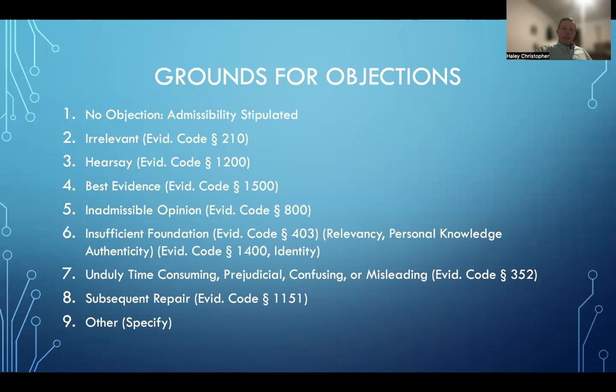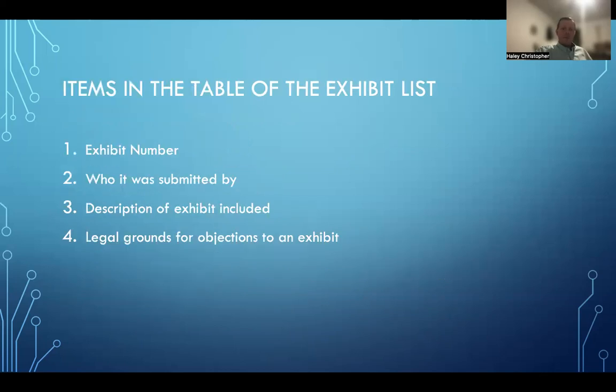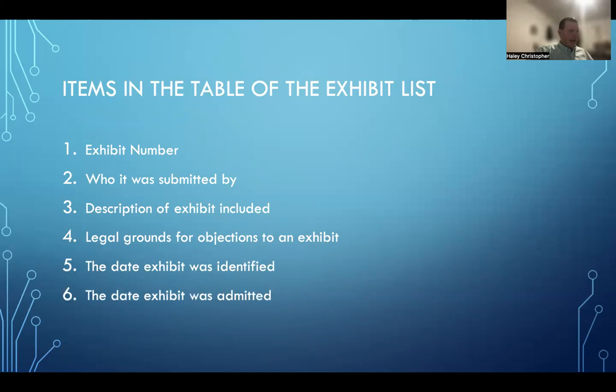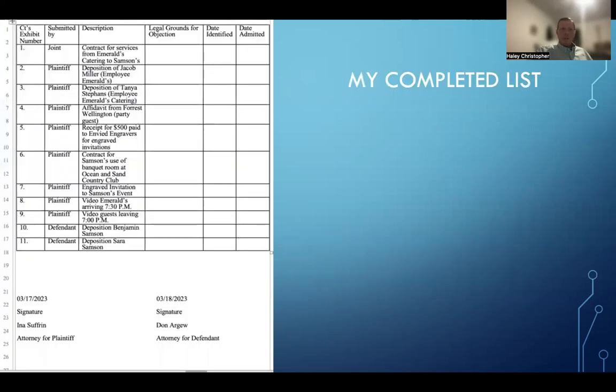All right, so let's get to the last 2 items on our table. The fifth one is the date the exhibit was identified. And sixthly, we have the date the exhibit was admitted. And so now, as I'm getting towards the end of my presentation, we are getting to the star of my presentation, the actual table that I filled out.